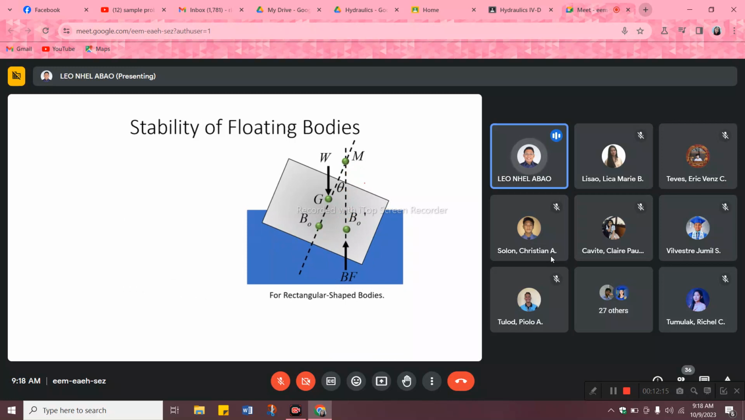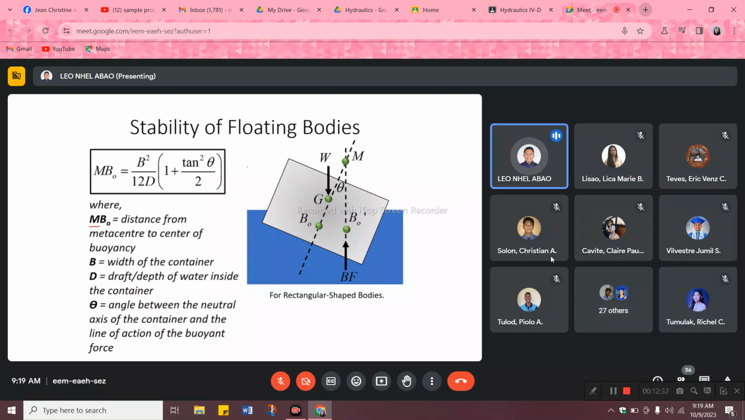Now, if we deal with rectangular shaped bodies, mostly in problems pertaining to stability, they are rectangular, like barges and scows. So we have a derived formula: MBO equals B squared over 12D. Again, where MBO is the distance, and D is the draft, or the depth of the water.